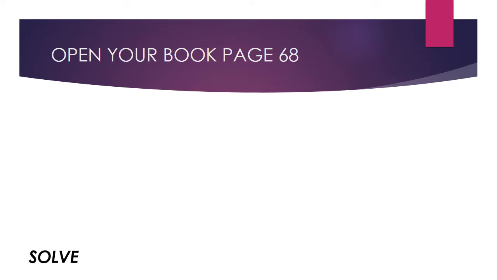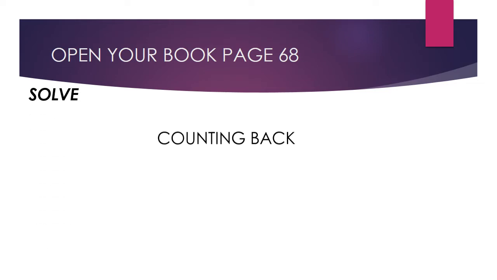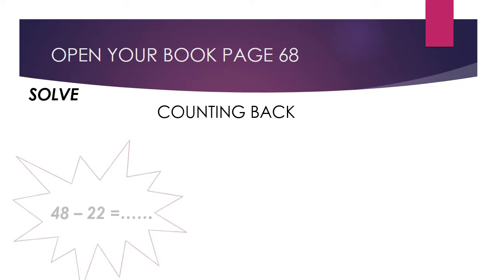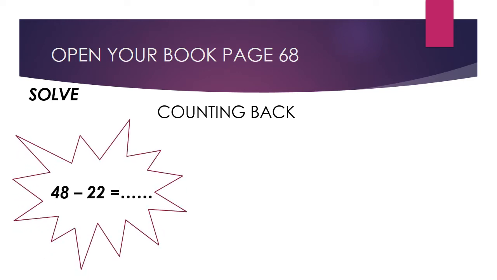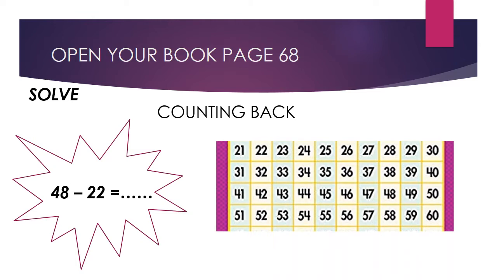How can I solve this problem? I will solve it by the counting back strategy. 48 minus 22. I will start at number 48. I will jump back how many times? 2 times. 1 and 2. And I will go back how many times? 1 and 2. The answer is excellent, 26.